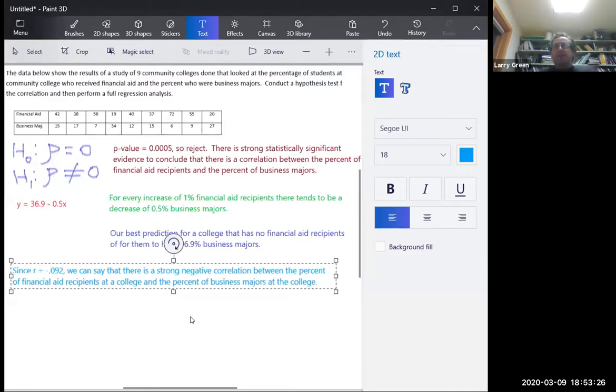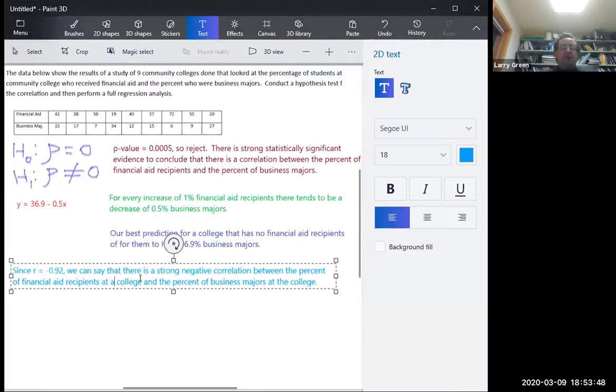Any questions on interpreting the idea of negative 0.92? You know what, there's an error here. That was negative 0.92, much better. Any questions on interpreting the correlation?